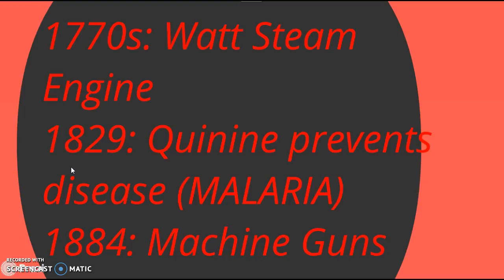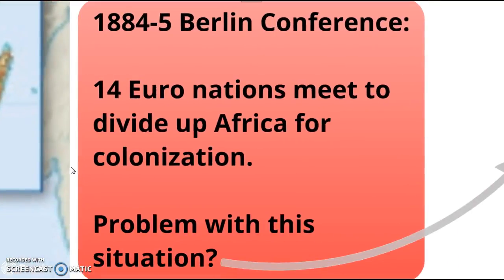And then the third thing is, in 1884, we're going to have the automatic machine gun. All the Europeans are going to buy them and use them in Africa, where the natives are using spears and bows and arrows. So that is a huge advantage. It's going to lead to fighting. And we will look more specifically at that in a second.